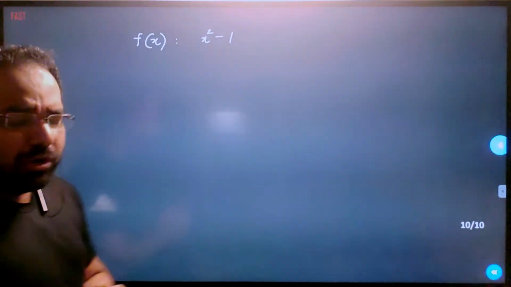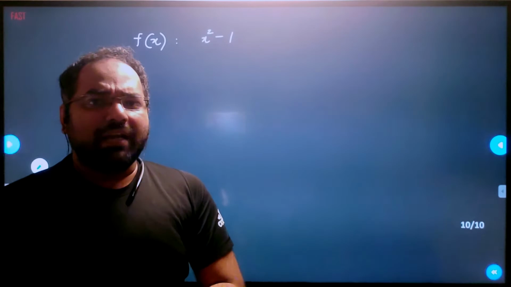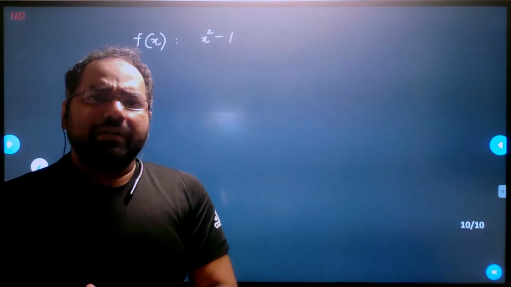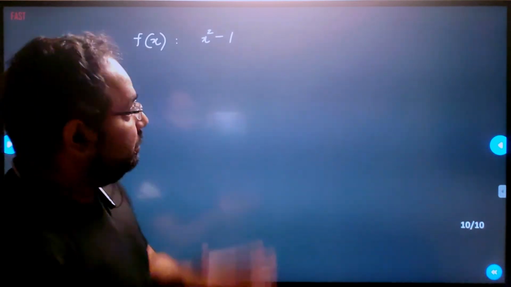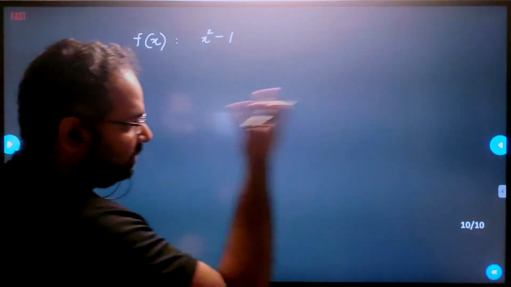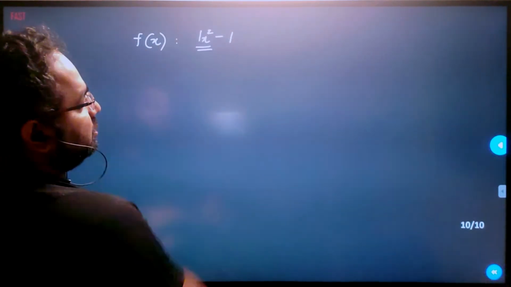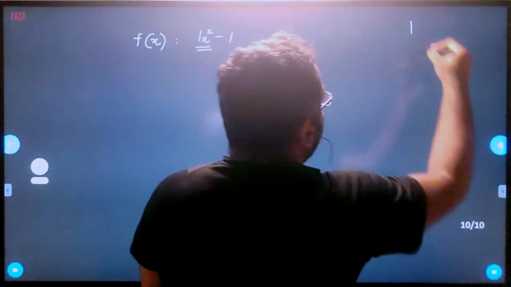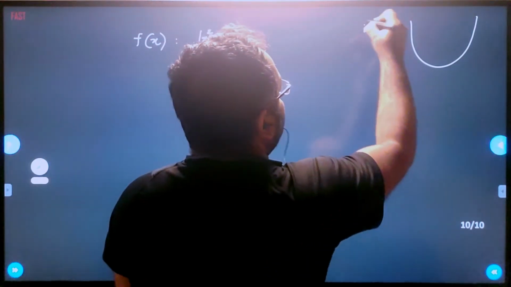This is also a quadratic polynomial because I have an x squared term here. The middle term is missing, it doesn't matter. As long as you have an x squared term to be the highest degree term, then that is definitely a quadratic polynomial. So I have quadratic polynomial, no problem. Now, as usual, I will do everything. The coefficient of x square is 1, which is positive, so it's going to be like this. That's the first point, done.